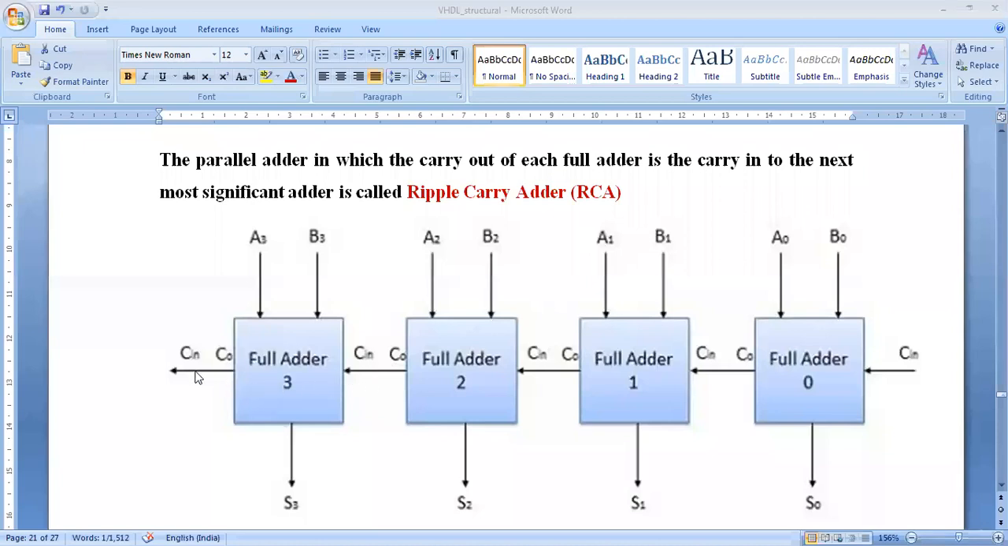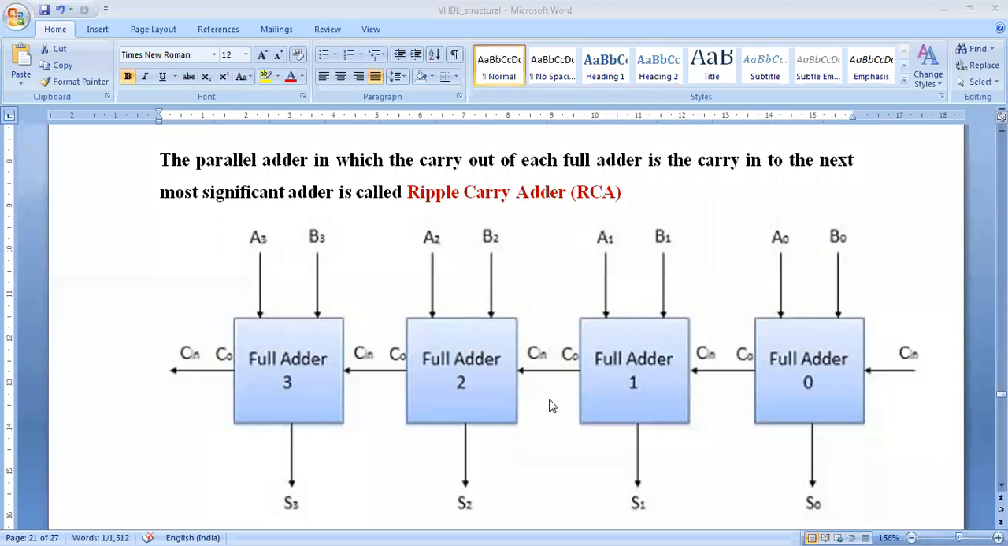Therefore, to get the final carry out, the carry has to propagate from the first stage to the last stage. So that is the disadvantage. But still, the circuit is used for parallel adder operations. So this is one of the parallel adder circuits, the ripple carry adder.